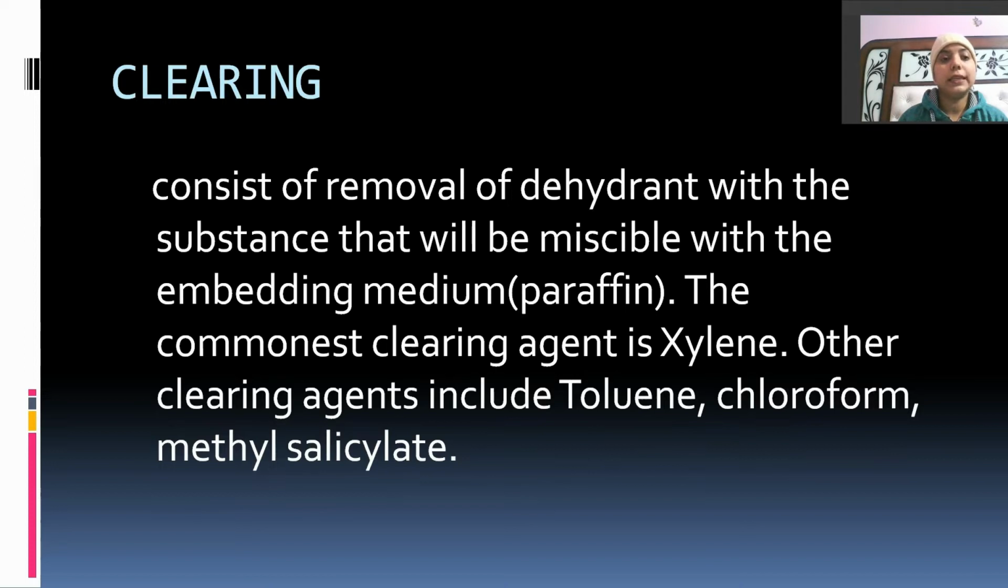Then the third one is clearing. It consists of removal of the dehydrant with a substance that will be miscible with the embedding medium, that is paraffin. The commonest clearing agent is xylene. Other clearing agents include toluene, chloroform, and methyl salicylate.